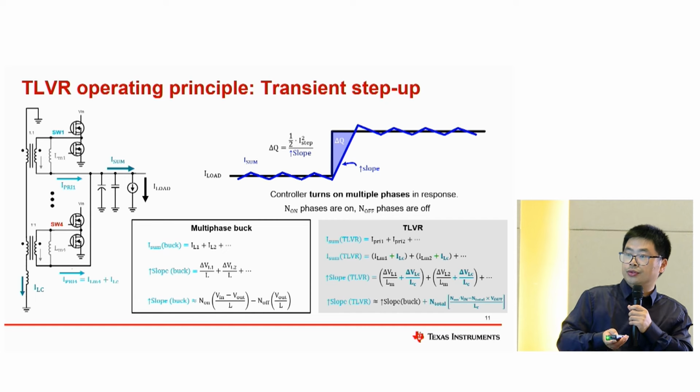The difference between the multiphase buck and the TLVR is that the TLVR adds this term here, and this is proportional to N total. It means that if the phase count is larger, the slope for the TLVR will be even larger.